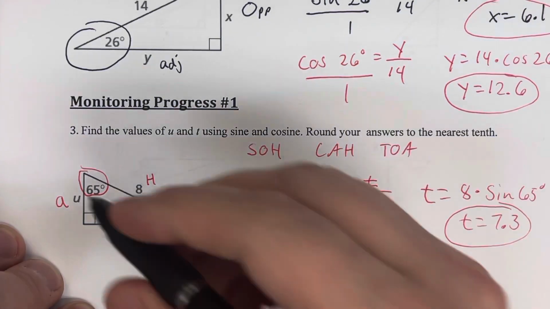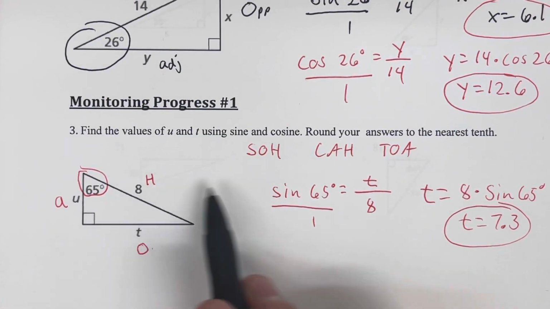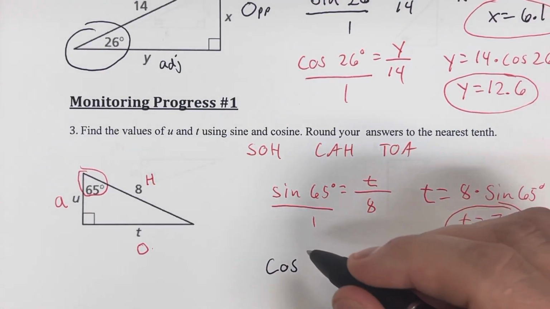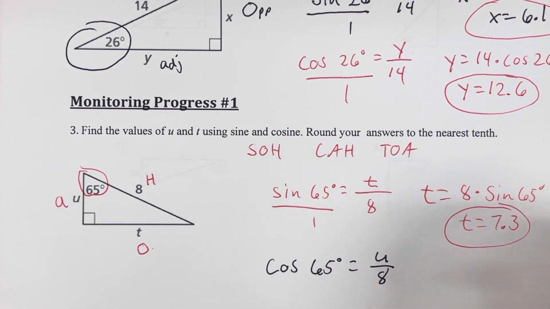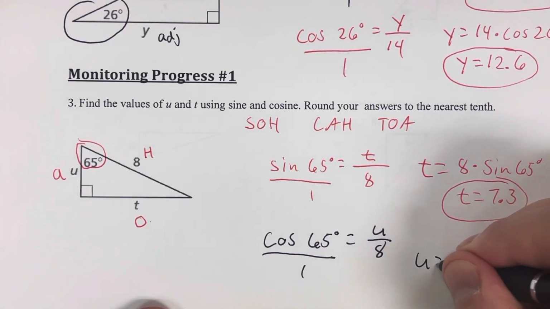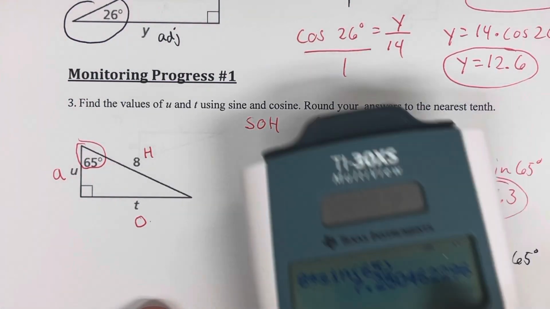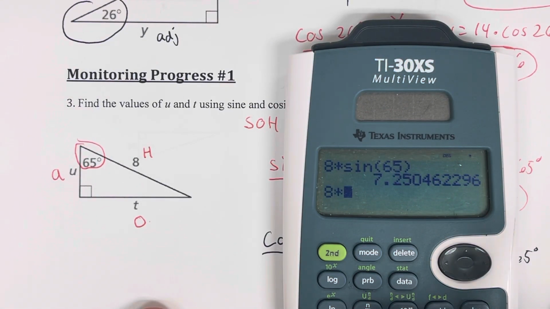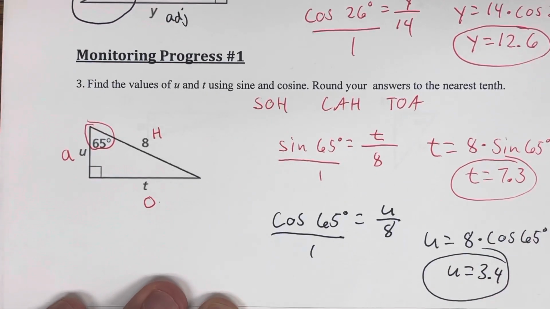On to our next one. Going to find U now. So U is adjacent. We still want to use that whole number. So A and H, adjacent and hypotenuse, is the cosine ratio. So cosine of the angle 65 equals U over 8. Put it over 1, and we will cross multiply to solve. So U is equal to 8 times cosine 65 degrees. Take out our calculator. 8 times cosine 65. And we get 3.38, so 3.4. And we found our two missing pieces. Alrighty.